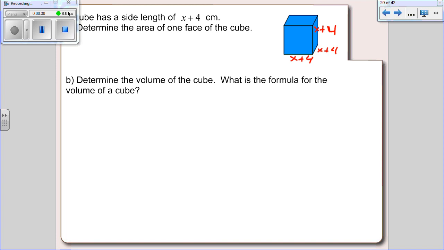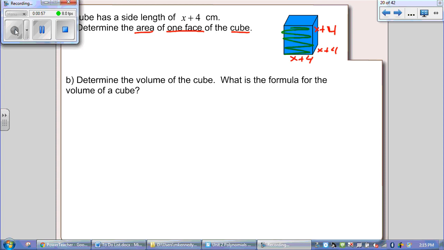If that's not the case, then they'll tell you, right? They'll always make it clear. The question says determine the area of one face of the cube. So face means one side. So if you were looking at this and you wanted to figure out what's the area of just this side of the cube, you're actually looking for area of a square, right?